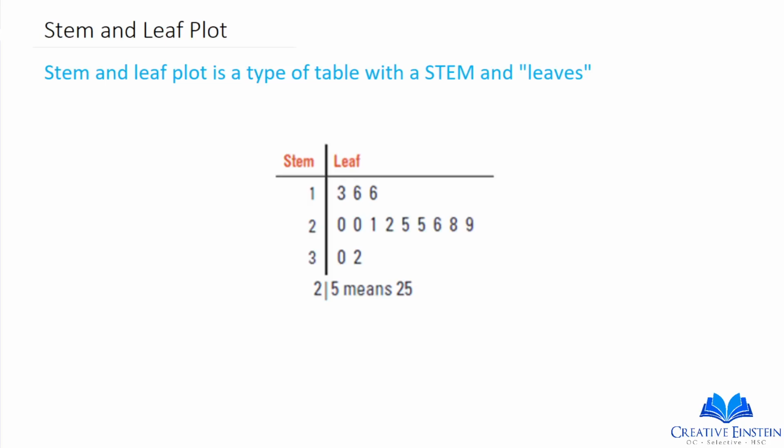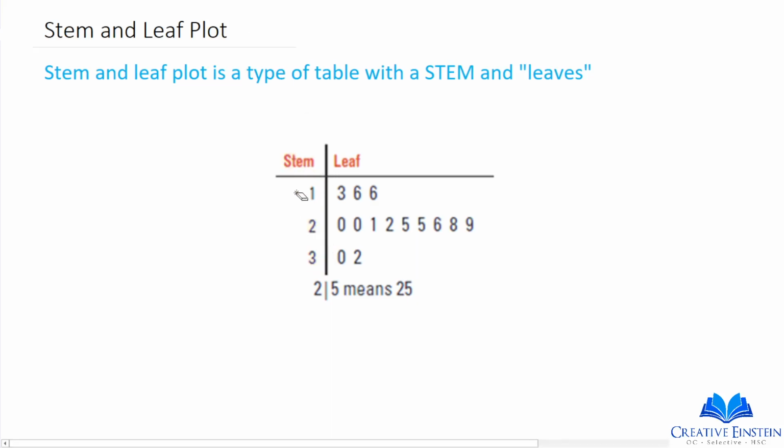Hi guys! In this video we're going to be looking at a stem and leaf plot. Now a stem and leaf plot is basically a table that represents information. So obviously in a stem and leaf plot you will have your stem, which is here, and the stem is normally your tens value. So for example, that 1 there represents 10, the 2 represents 20, and the 3 represents 30.